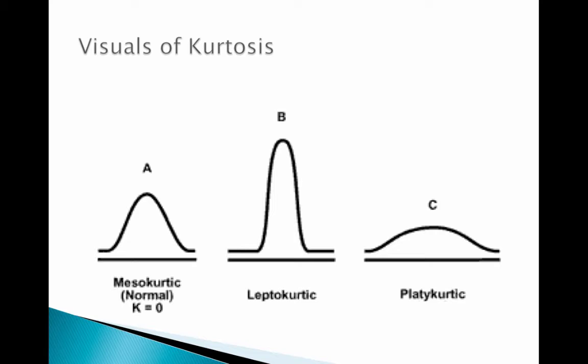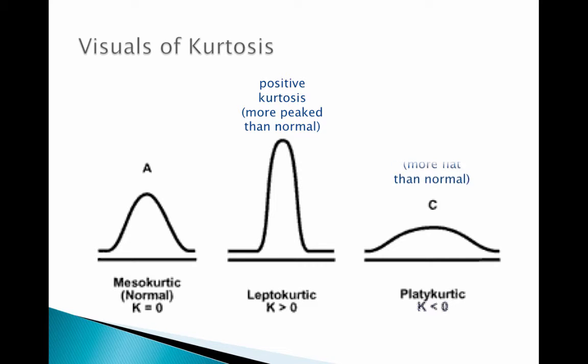Well, B is going to be the positive one. This is more peaked than normal. And C is going to be your negative kurtosis. So the idea that we see here is that for positive kurtosis, most people are hovering right around the mean. There are no outliers. Most people are going to be clustering right around that average.